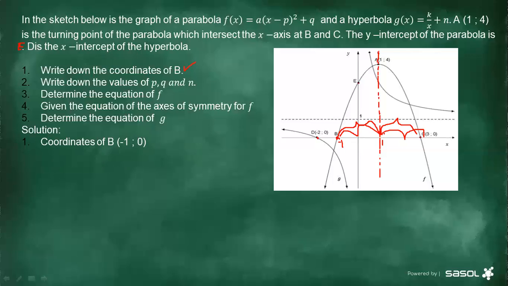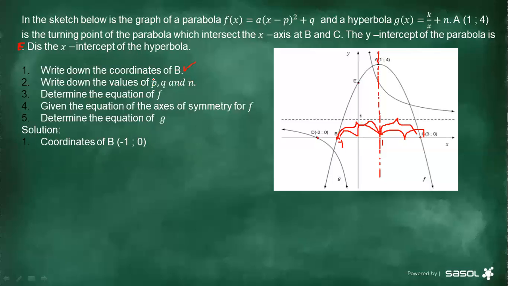So because we move 2 steps to reach 3, then we also have to move 2 steps to reach b, and then that value gives us -1. Write down the values of p, q, n.